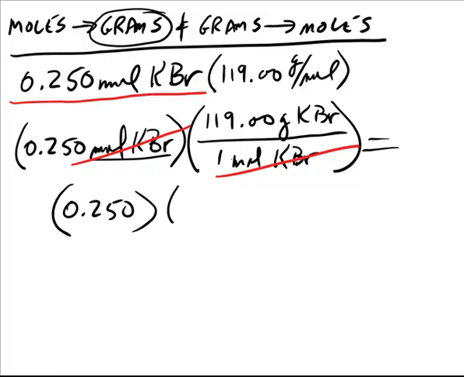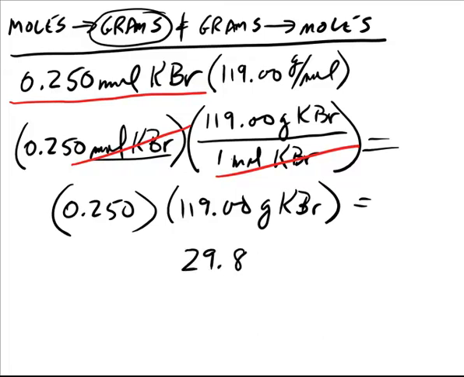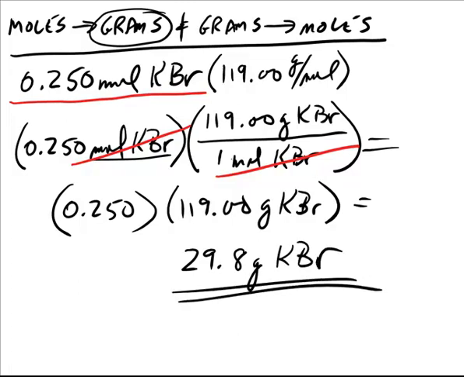And then all I have to do is multiply 0.025 times 119.00 grams of KBr, and I get that I have 2.98 grams of KBr. And I have converted 0.025 moles into grams. And that was the task that we set out to do.